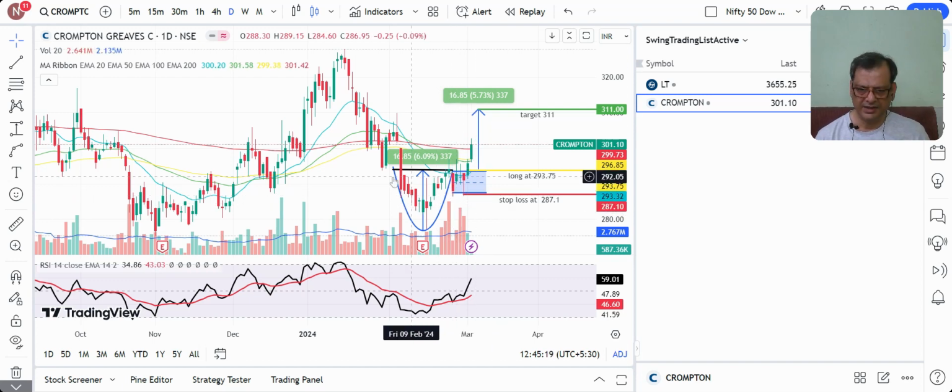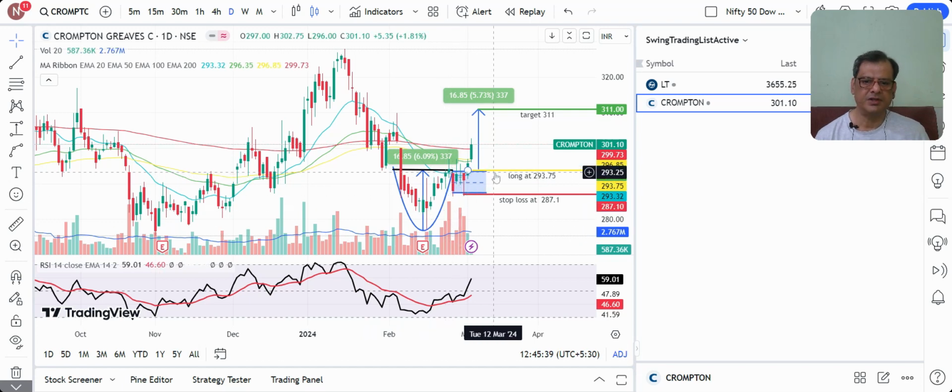And while this is not picture perfect, you'll say, oh my God, this is like a well. This is not like a cup. So patterns that you see in trading books or on the net, you're not going to find them ditto like that. You may find them, but the chances are few and far between. So this is how a cup looks. This is how the handle looks.